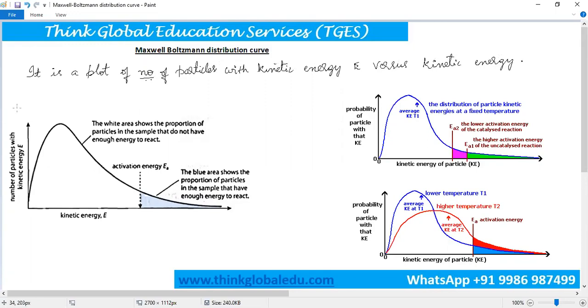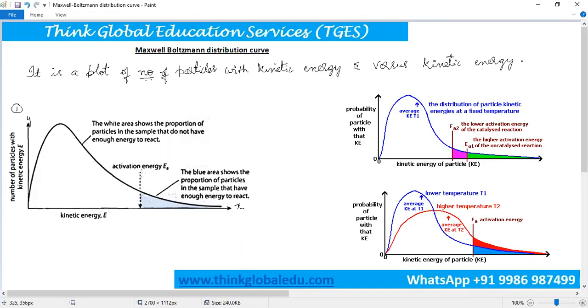As we see in the first graph, it is a plot of the number of particles with kinetic energy E along the y-axis and the kinetic energy of the particles along the x-axis. In this graph, the area under the curve indicates the kinetic energy of the particles.